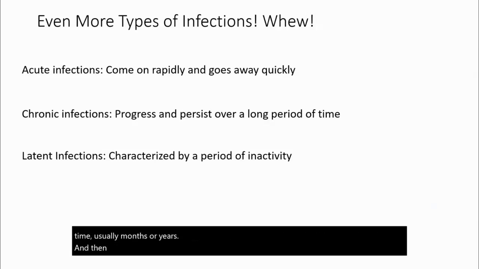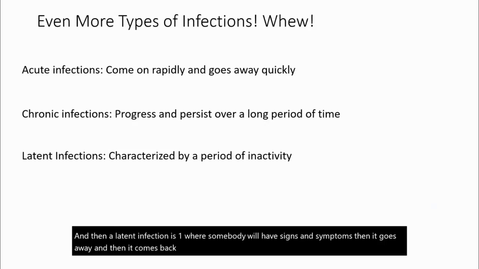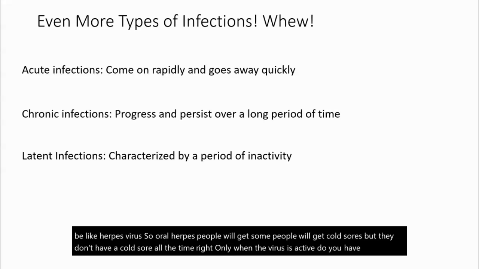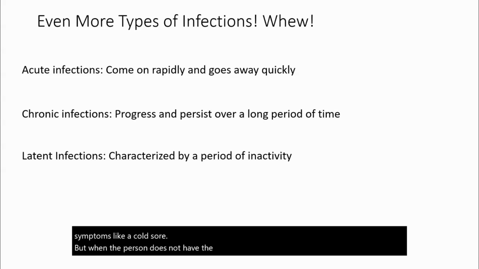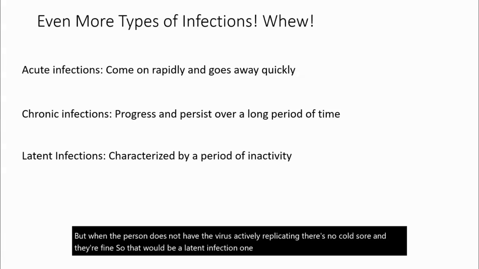And then a latent infection is one where somebody will have signs and symptoms, then it goes away, and then it comes back, and then it clears up, and then it comes back. So this is going to be like herpes virus. So oral herpes, some people will get cold sores, but they don't have a cold sore all the time, right? Only when the virus is active do you have any symptoms, like a cold sore. But when the person does not have the virus actively replicating, there's no cold sore, and they're fine. So that would be a latent infection, one that's recurring, but it's not constantly active.